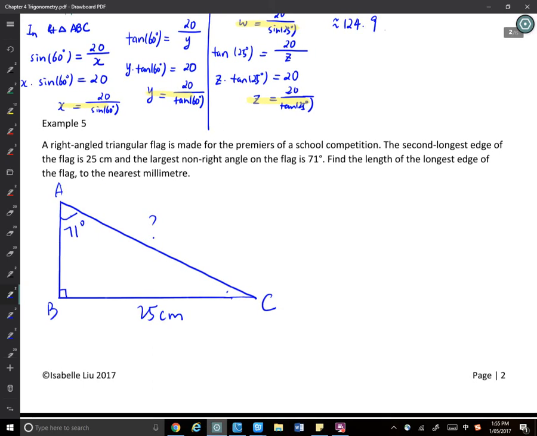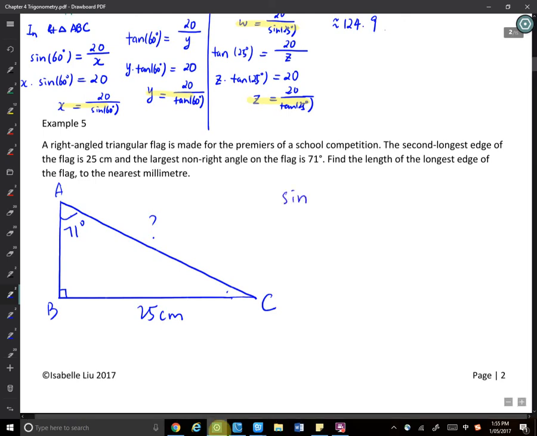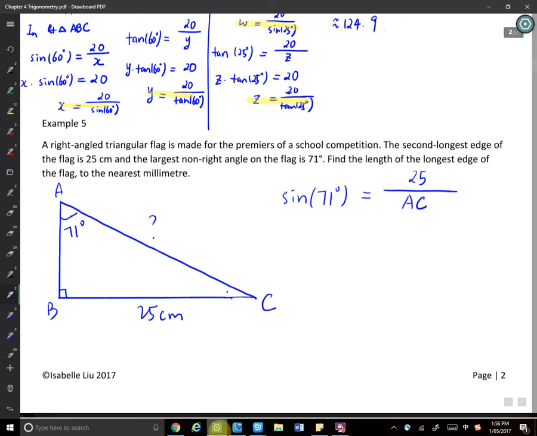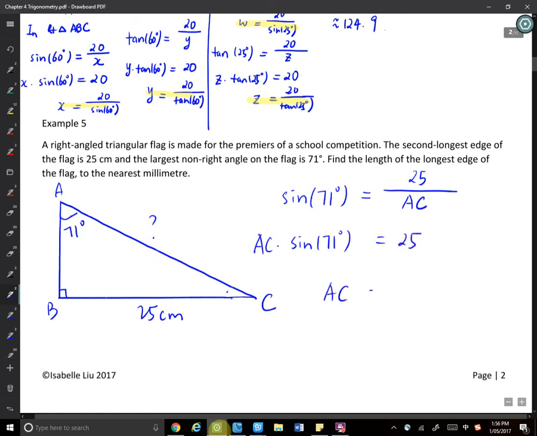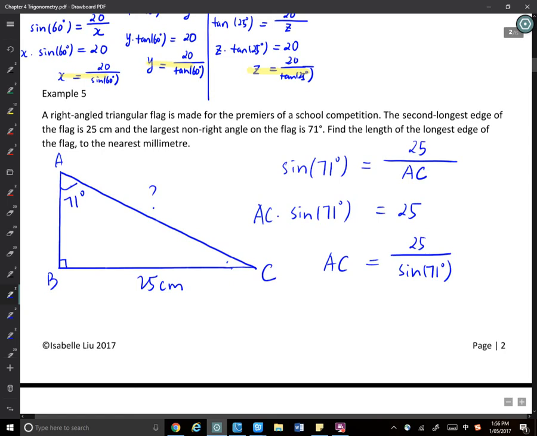If you can draw this graph out, I can easily solve that. I have opposite and I want to know the hypotenuse. So I will use sine. Sine 71 degrees will equal 25 over AC. AC will be the longest. I want to find the longest edge, which is the hypotenuse, AC. So AC times sine 71 degrees equals 25. AC will equal 25 over sine 71 degrees. This is in centimeters.